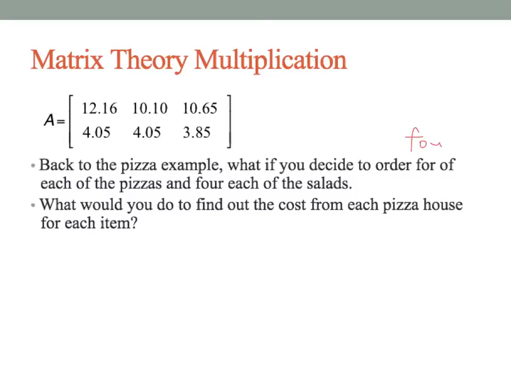4, as in the number 4, of each of the pizzas and 4 of each of the salads, so 4 of everything. What would you do to find out the cost from each pizza house for each item?